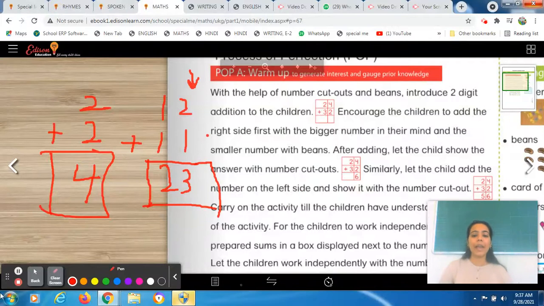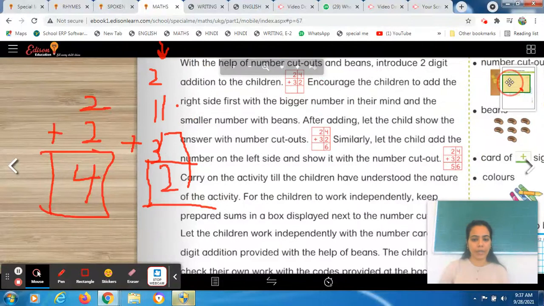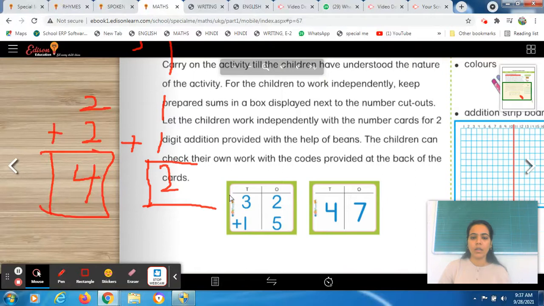Okay, then you have to carry out this activity till the child has understood the concept, that how you have to do the activity with the other quantities. Okay, so for the children to work independently, you have to keep more sums prepared in the box, as given in the image, right? You can prepare these kind of sums also for our kids for the practice, right? So in this way, you have to introduce this kind of activity at home with the help of beans and with the help of the number cutouts.